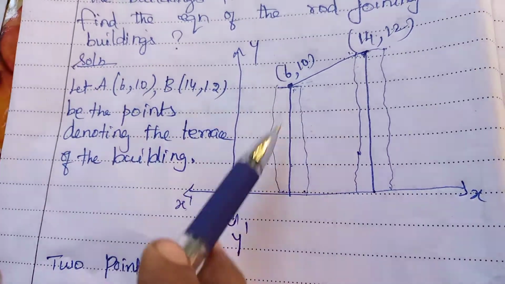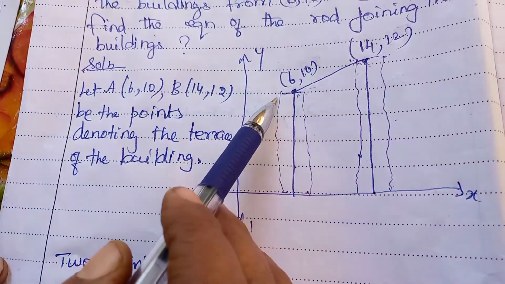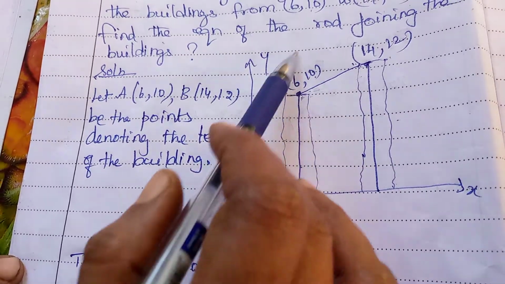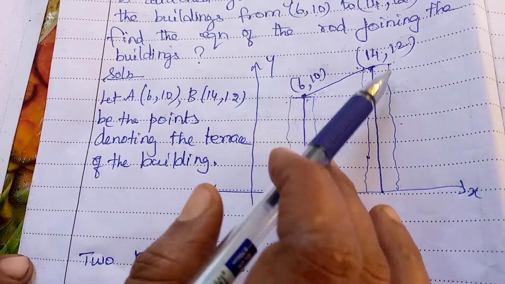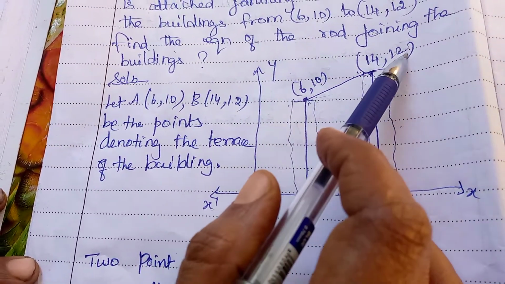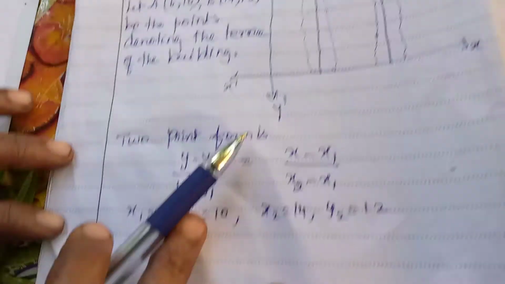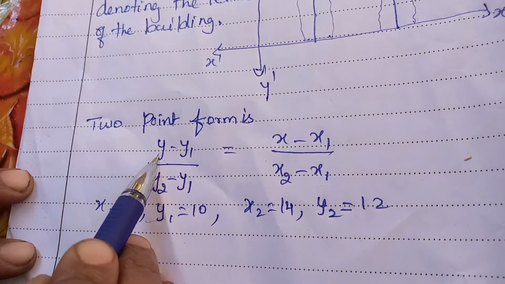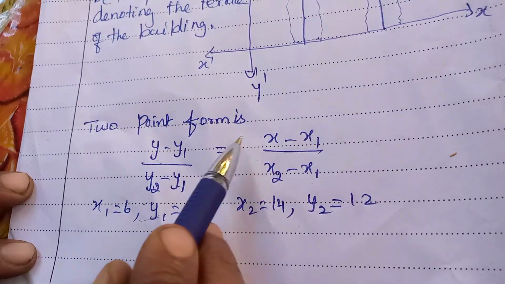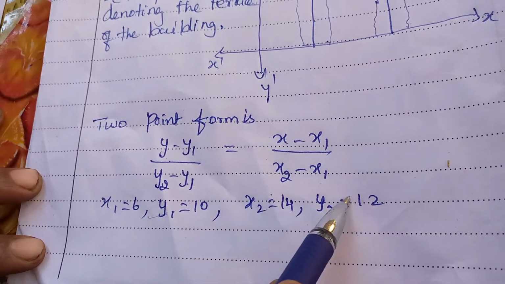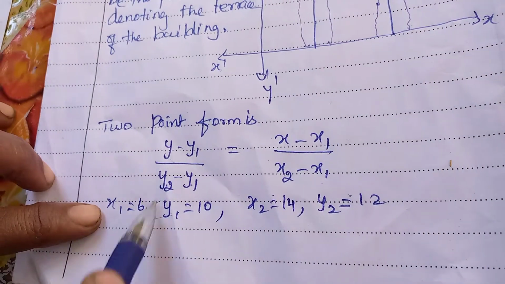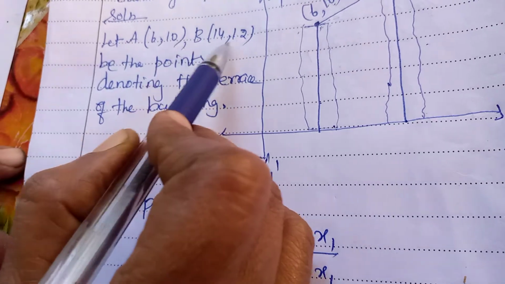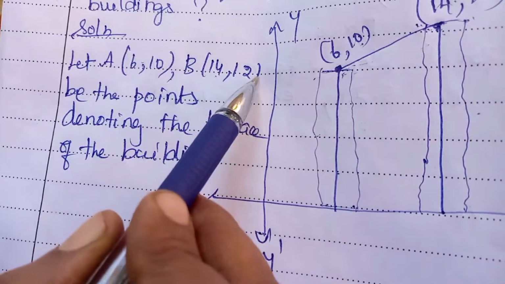So here two buildings are there. In between there is a rod in the terrace. We have to find the equation of the rod. Points (6,10) and (14,12) are given. Two points means we have to use the two-point formula. What is the two-point formula? (y minus y1) by (y2 minus y1) equal to (x minus x1) by (x2 minus x1). Here x1 equal to 6, y1 equal to 10, x2 equal to 14, y2 equal to 12.